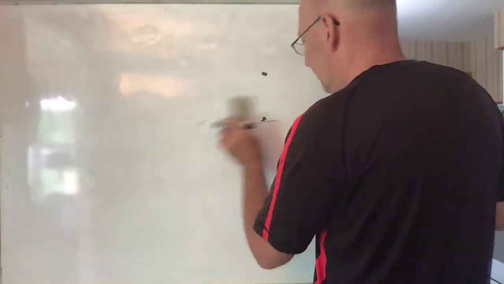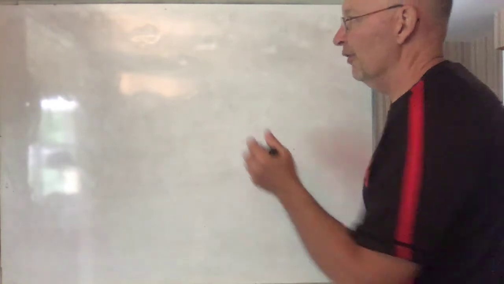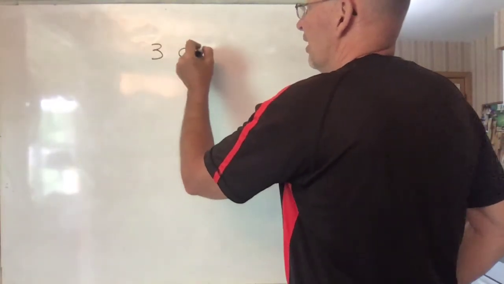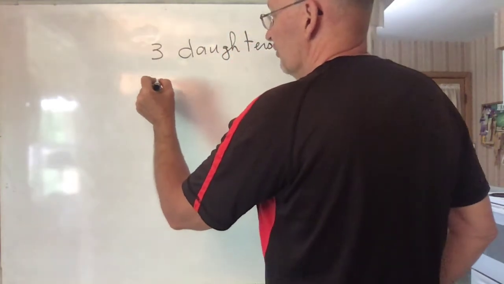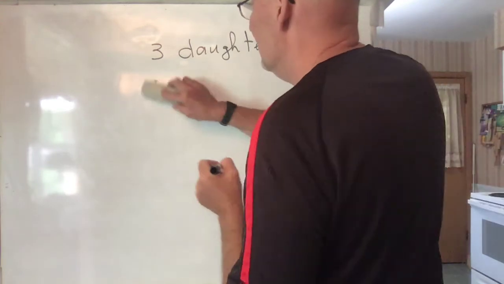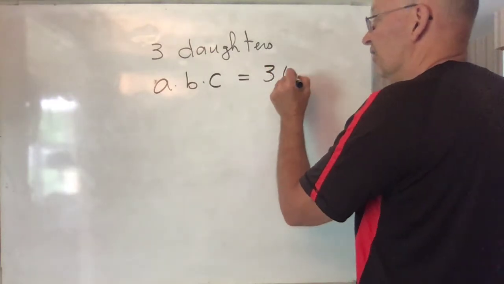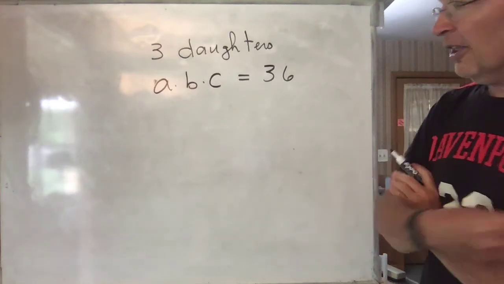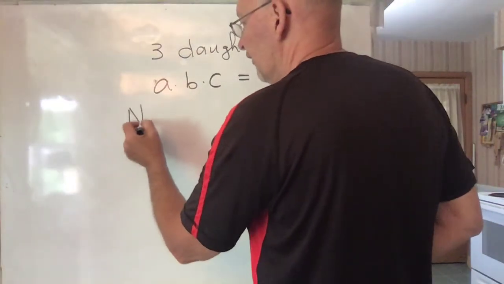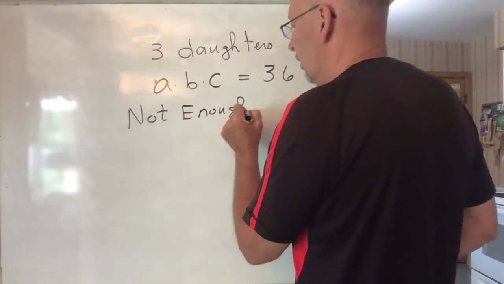Here's another one I'm going to give you, which is not in the book, but is one of my favorite problems. You have a mathematician who visits a friend, and the friend says, I have three daughters, and the product of their ages, I'll just go A times B times C for the three daughters, is 36. And he says, can you tell me what the ages of my daughters are? And the mathematician says, no, not enough information.